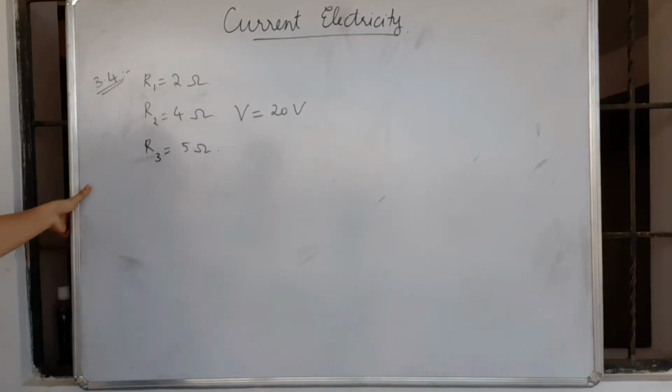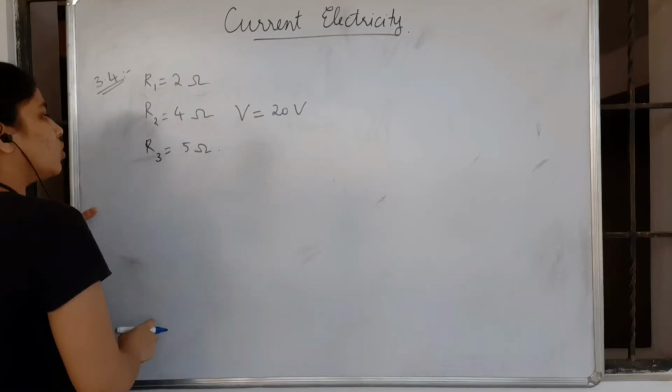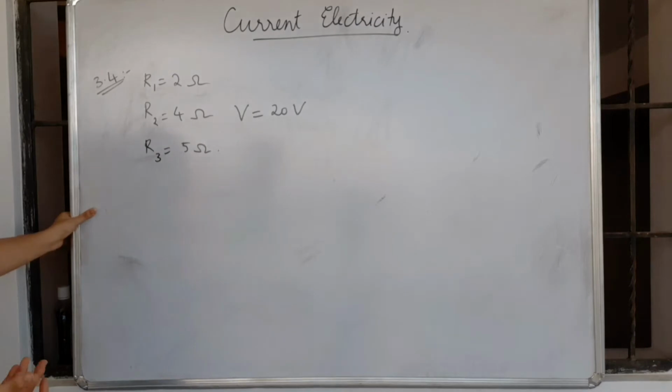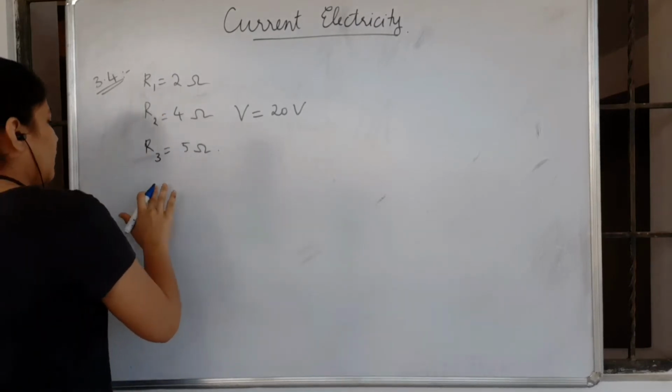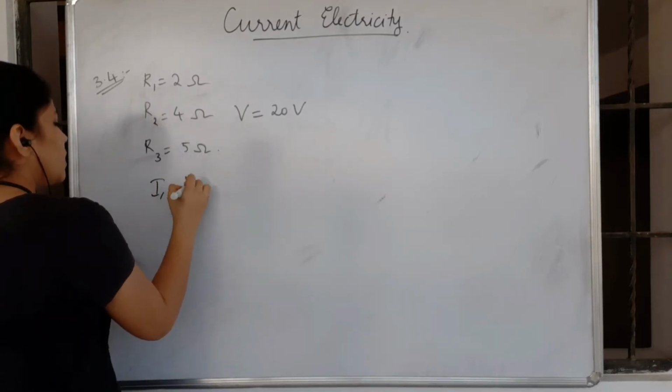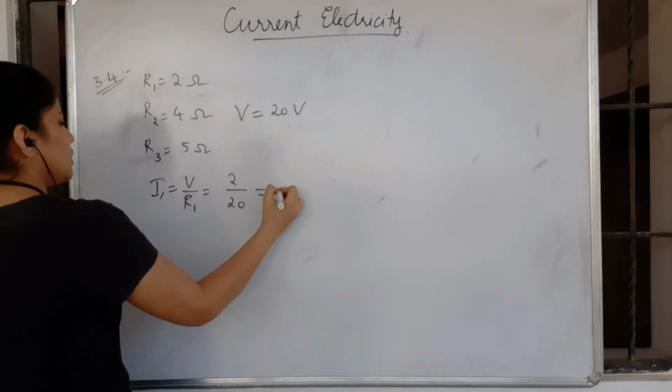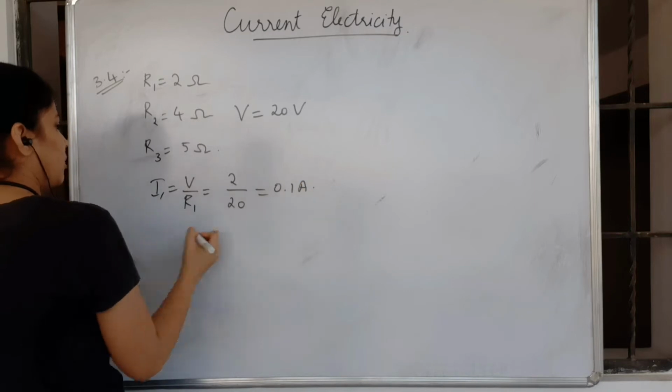So for this you don't have to find anything. If the voltage is 20 volt, directly all the 3 resistors will be connected with 20 volt only. That is obvious because this is a parallel combination. So the current I1 will be V by R1, that is equal to 20 by 2, so that is 10 ampere.